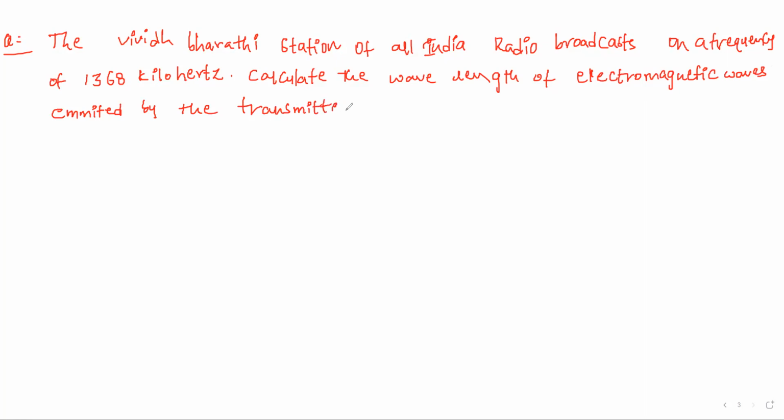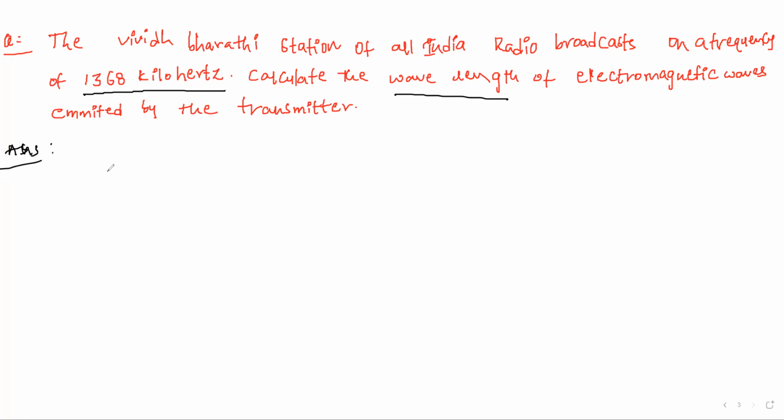Listen very carefully. A Vivid Bharati station of All India Radio broadcasts on a frequency of 1368 kilohertz. Calculate the wavelength of electromagnetic waves. That means we have to calculate its wavelength.